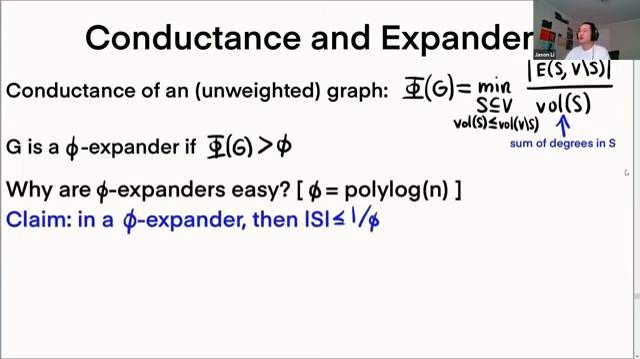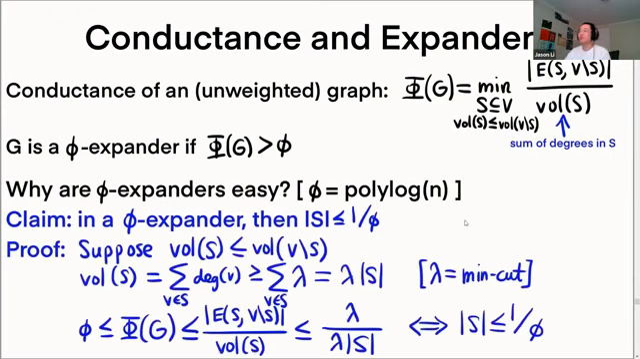So now I want to prove the following claim I stated before, which is essentially that for the min cut problem, expanders are easy. The claim is that if the graph is a phi expander, for some phi, let's say 1 over polylog n, then the smaller set of any min cut has size at most 1 over phi.